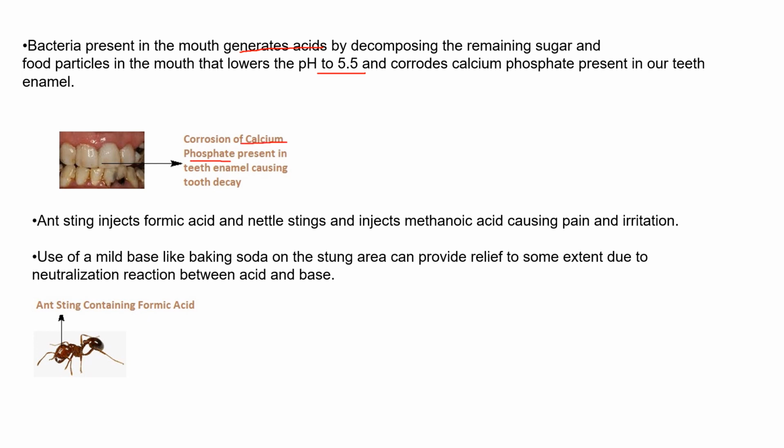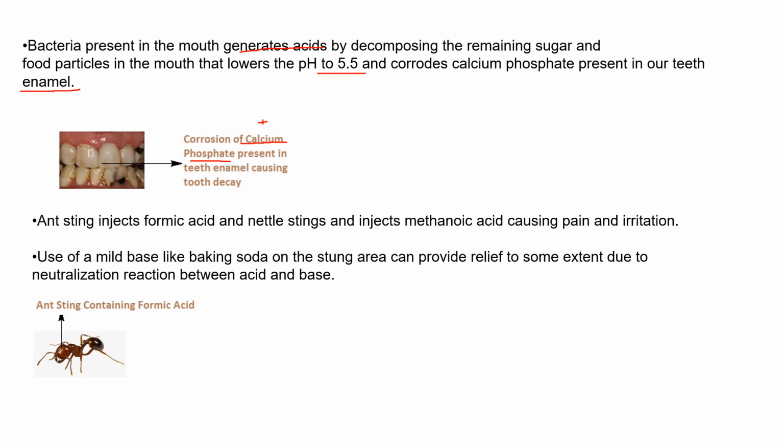In fact, the upper part of the teeth, which we call enamel, the hardest substance in your body, is made up of calcium phosphate. So when this acid, which has a pH value of 5.5, acts on your calcium phosphate teeth, what will happen? It will get eroded. Then you will get cavities and then pain.